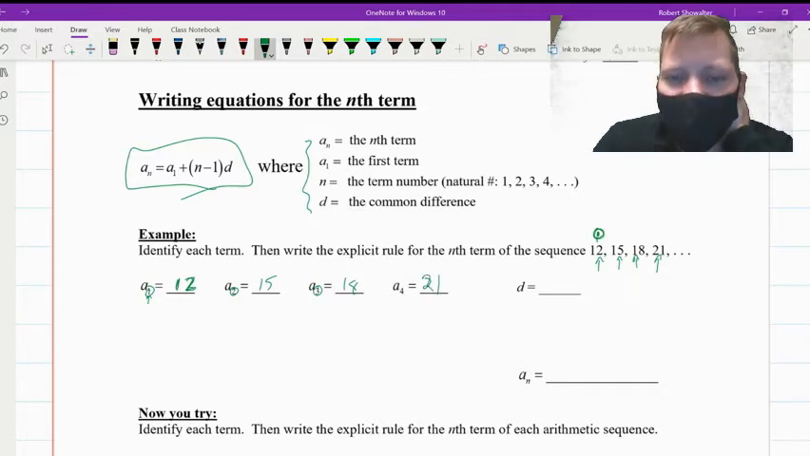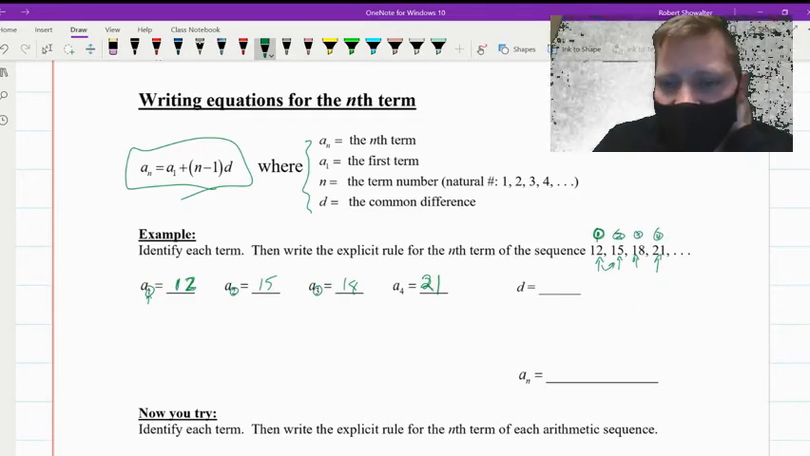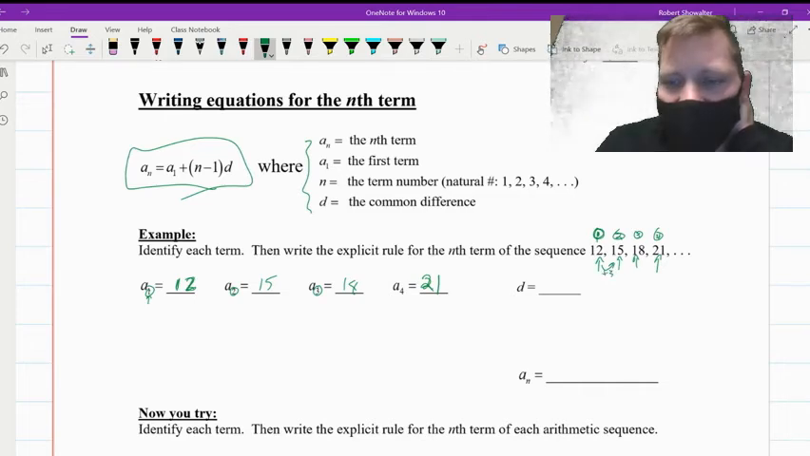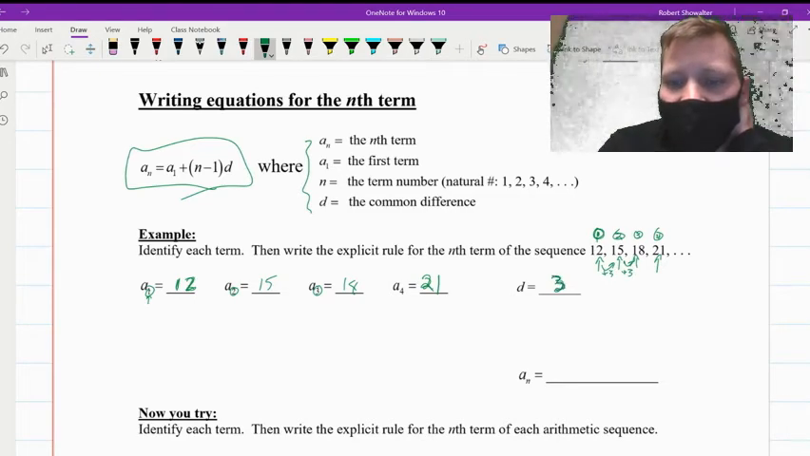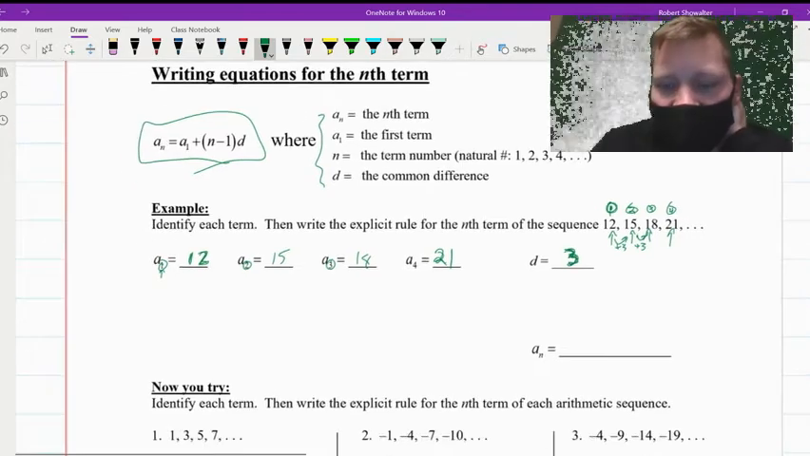D is the notation for the common difference, which is the rate of change between the terms of the sequence. So in this case, to get from 12 to 15, it's +3, meaning the common difference here is +3, friends. Very good. Let's continue.